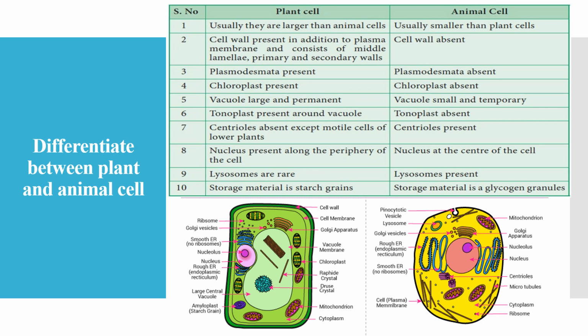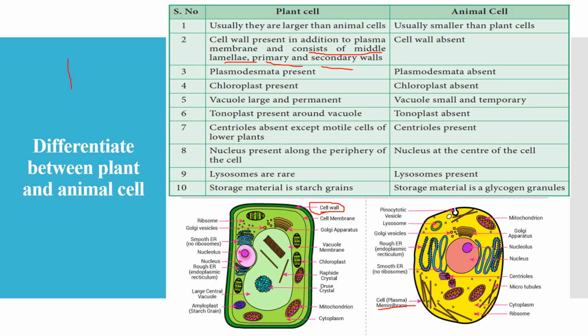As we know, in plant cell the cell wall is present and is made up of cellulose, whereas in case of animal cells, cell wall is not present, only cell membrane is present. Cell membrane is also present in plant cell, but it is present below the cell wall, and the cell wall consists of middle lamella, primary and secondary wall. Means cell wall has three layers.